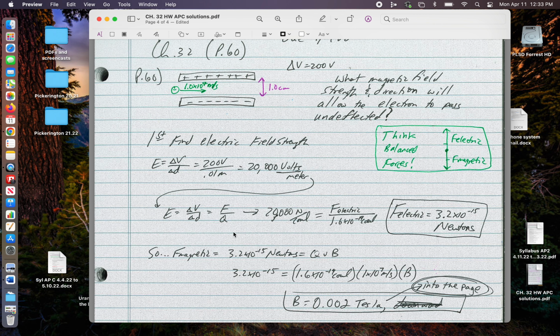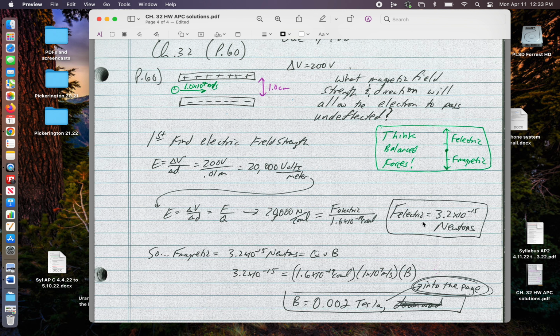And I've done that proof before. If you'd like to see it again, let me know. So if I rearrange these, I can solve that the electric force is going to equal 3.2 times 10 to the negative 5th newtons, because my field strength is 20,000 volts per meter, or 20,000 newtons per coulomb, and the charge on a proton or electron is 1.6 times 10 to the negative 19th coulombs.